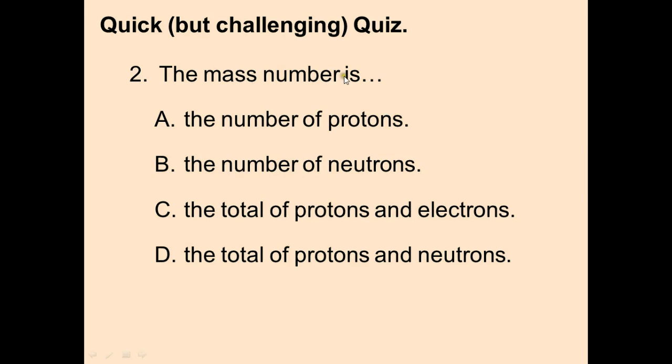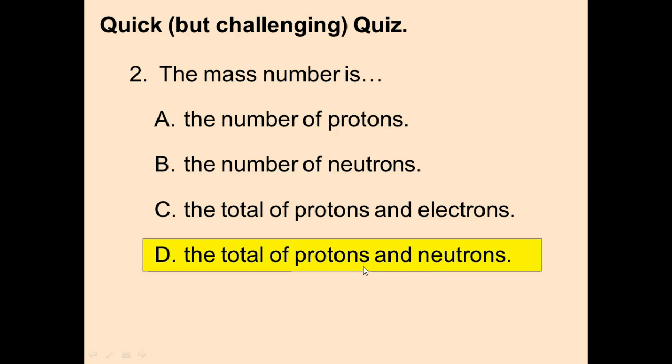The mass number is A, the number of protons, B, the number of neutrons, C, the total number of protons and electrons, or D, the total number of protons and neutrons. Well, the mass number, if you recall, is gotten by adding the number of protons and neutrons, because the protons and neutrons both weigh 1 and the electrons don't really weigh anything at all. So the mass number is calculated by adding the number of protons and neutrons.